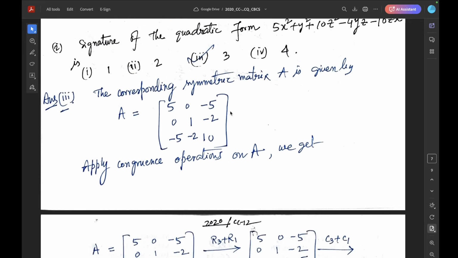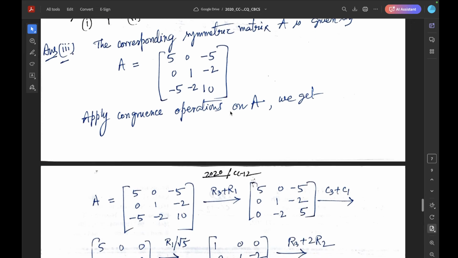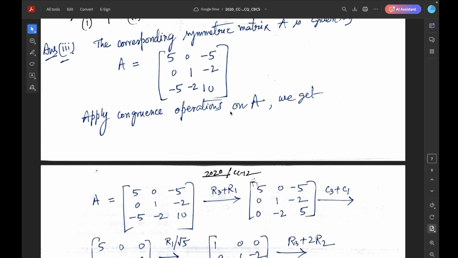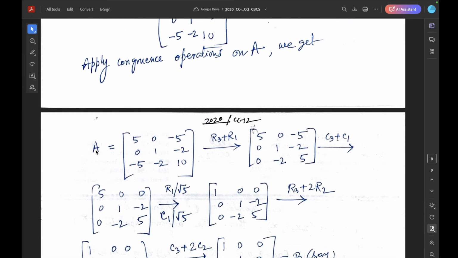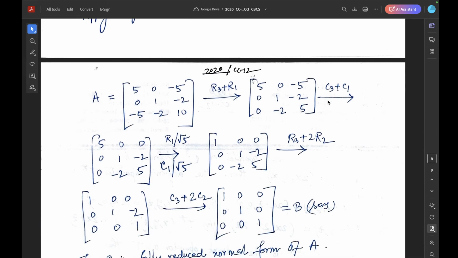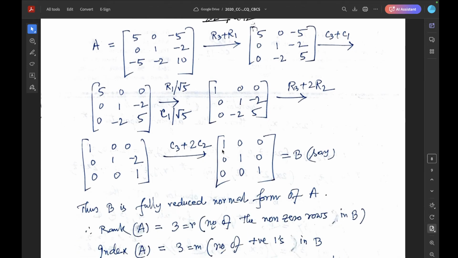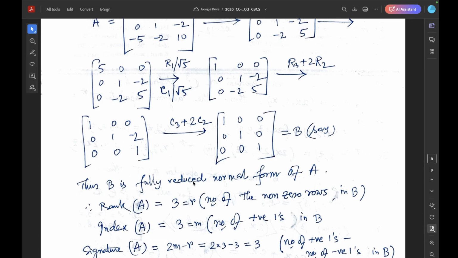Apply congruence relations on A to reduce it to its normal form. First apply R3 plus R1, correspondingly C3 plus C1, then R1 by root 5, C1 by root 5, R3 plus 2 R2, C3 plus 2 C2, and then we get the normal form, the identity matrix with rows (1, 0, 0), (0, 1, 0), (0, 0, 1), call it B. Thus, B is the fully reduced normal form of A.